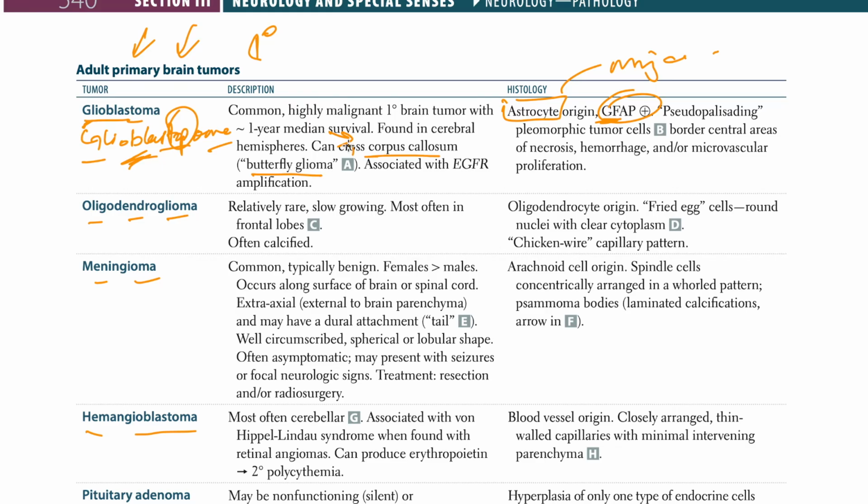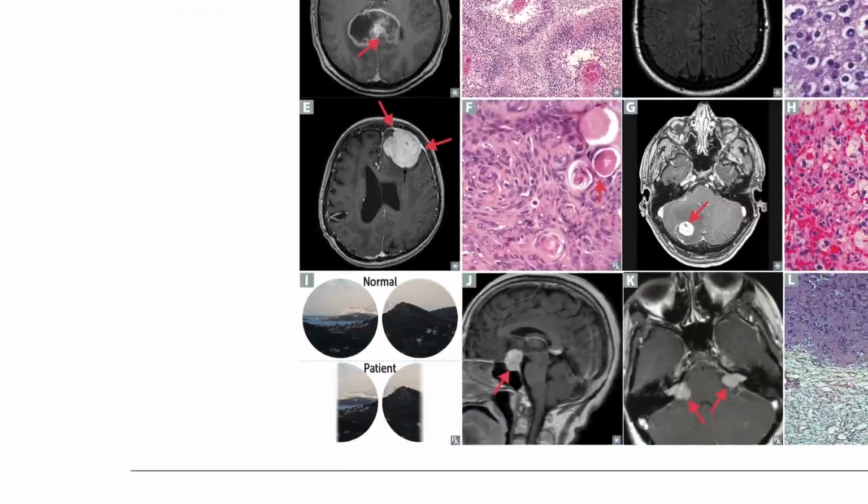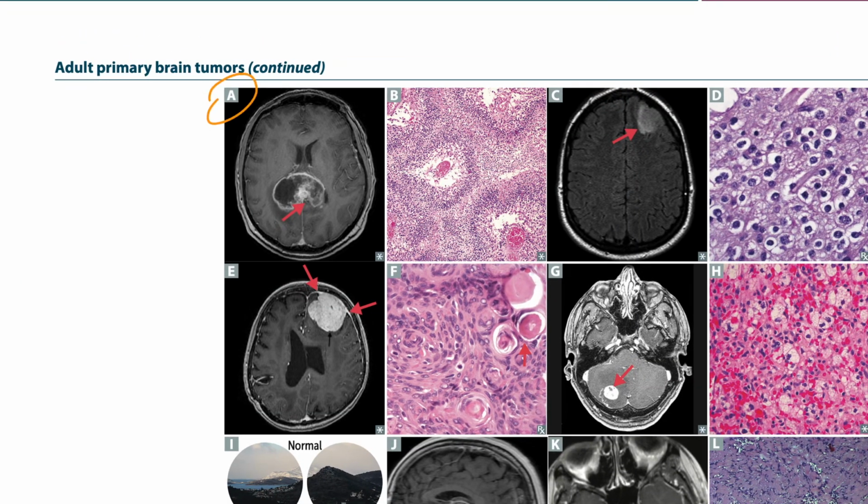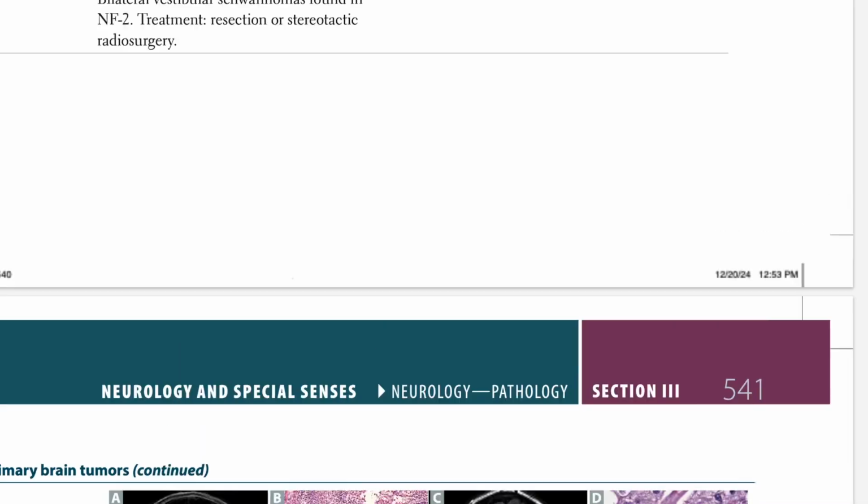So let's take a look at image A first, so you get the idea. Here, if you look at this, it's crossing. This tumor is not only on one side, it's crossing to the other side. So it is crossing the corpus callosum, right? And this sort of makes the shape of a butterfly. That's why I call it the butterfly shaped tumor.